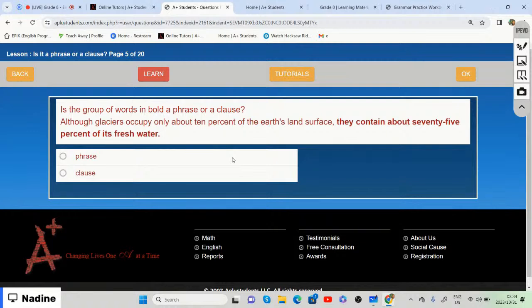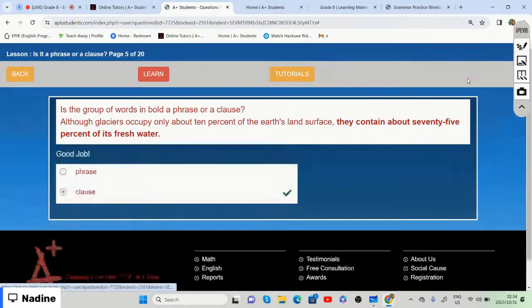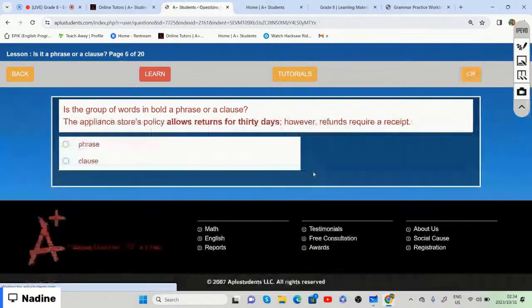All right, let's say they can be the subject, contain can be the verb. Let's try the clause. Yes, and it is a clause. So they is our subject.